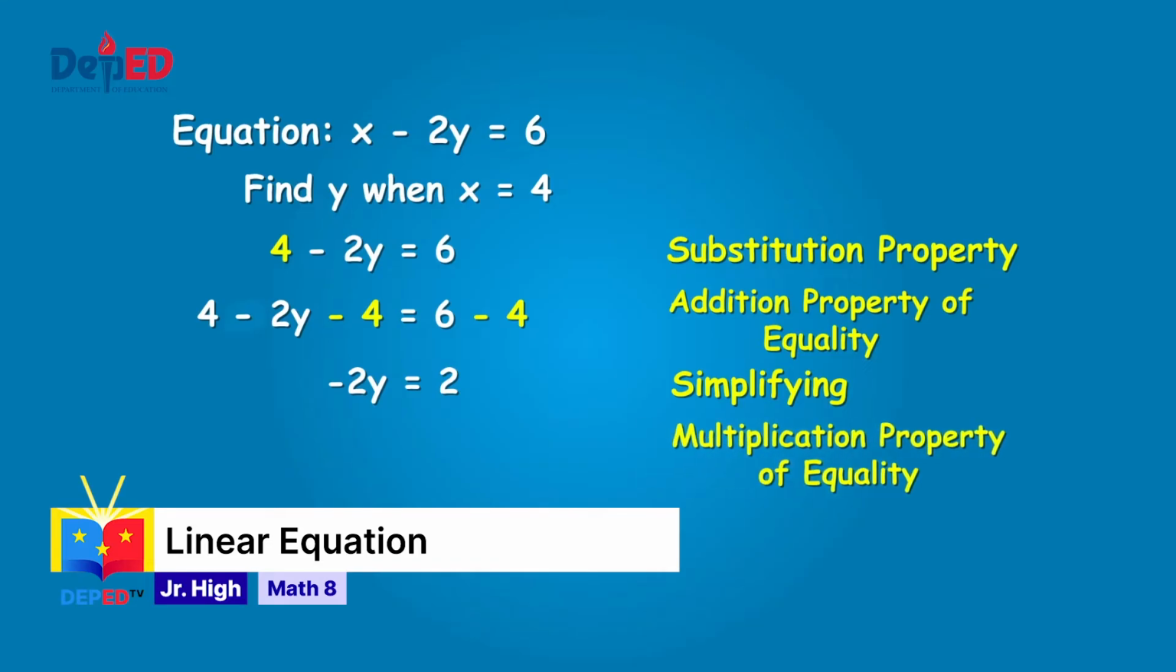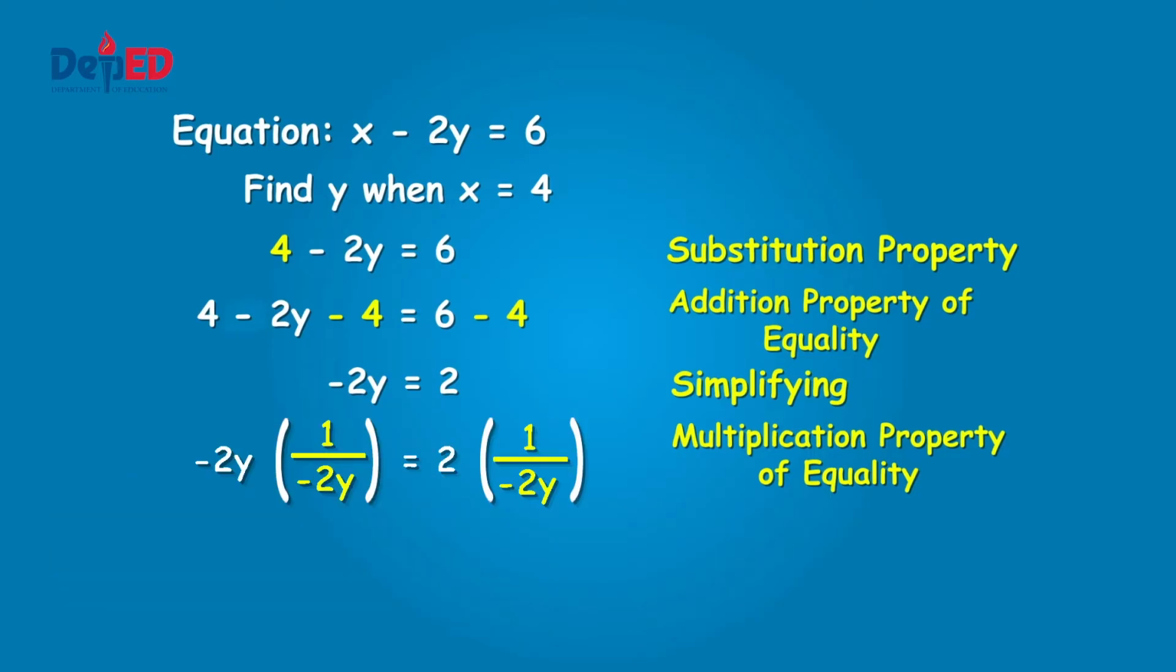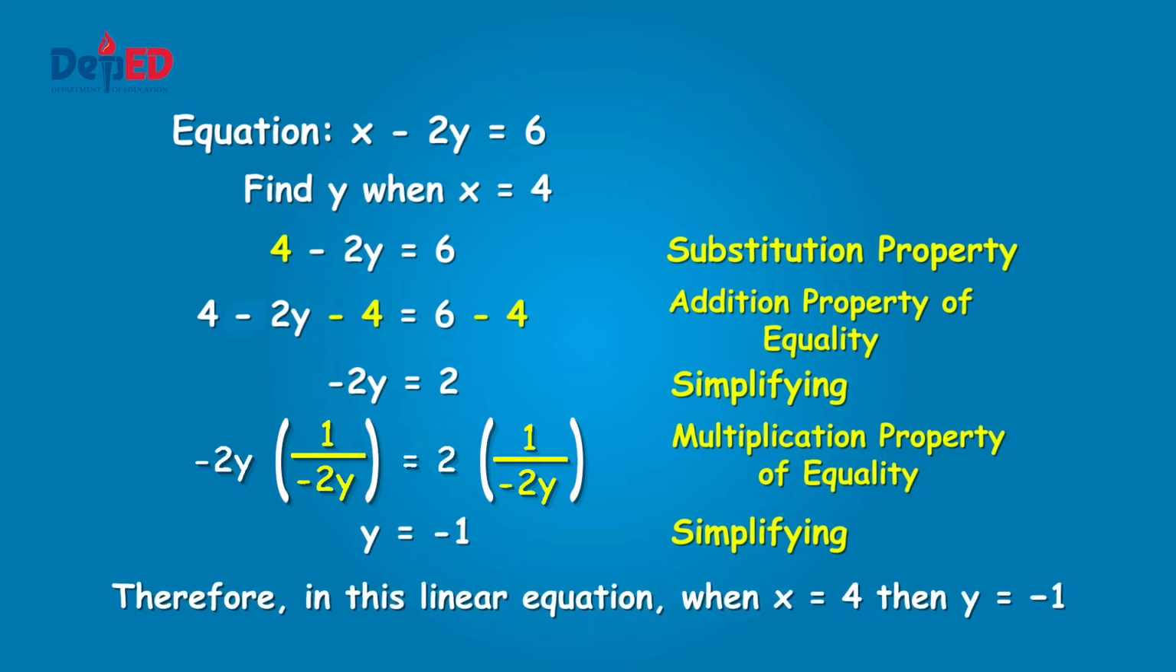Therefore, by the multiplication property of equality, we multiply negative 1/2 to both sides of the equation. Then we simplify, and we will get y equal to negative 1. Therefore, in the linear equation, when x equals 4, we will have y equal to negative 1.